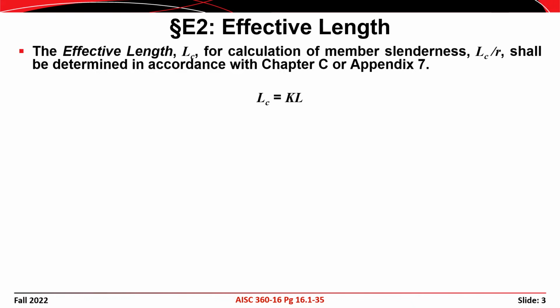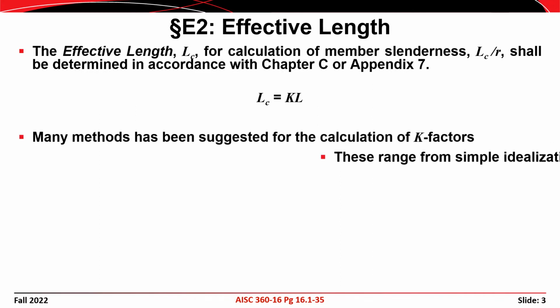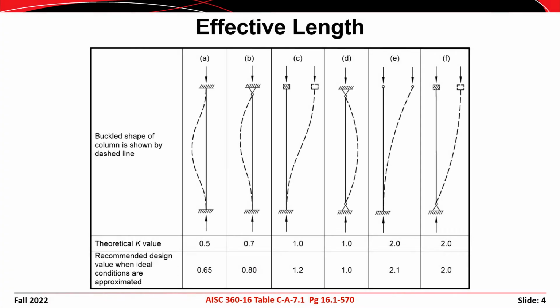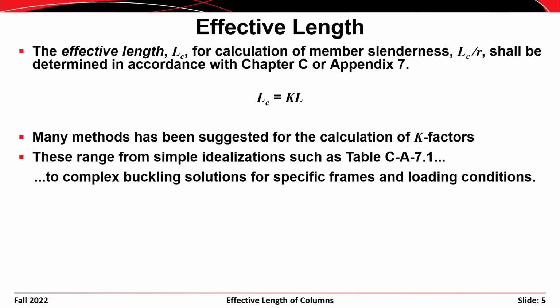Section 2 of AISC Chapter E says that the effective length, KL, shall be determined in accordance with Chapter C or Appendix 7. With this statement, AISC by reference provides several different methods for determining the effective length of a column, ranging from the simple idealizations that we have in Table C-A-7.1, which is on page 16.1-570, to other, more complex buckling solutions that are specific to the frames and loading conditions that are encountered.